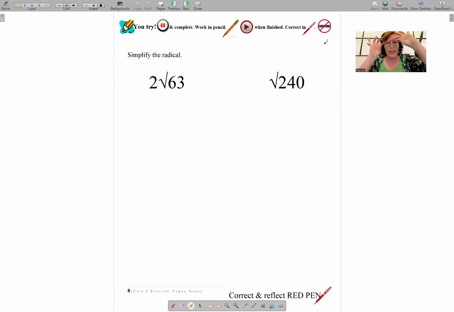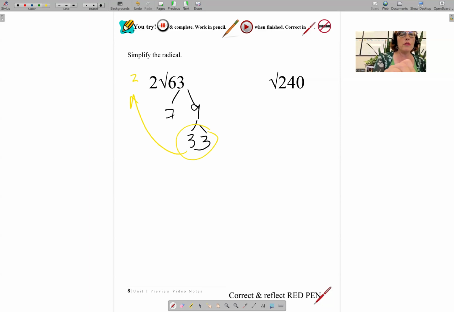All right, you should have a red pen now. You should have worked in pencil. Now you get out a red pen. As I explain, if you want to put this on double time, you may. If you think you understand it, I'm just going to very quickly go through. All right, so here we have 63. You should have known that was 7 times 9, 3 and 3. The 3 comes out. That's going to be 6 root 7.